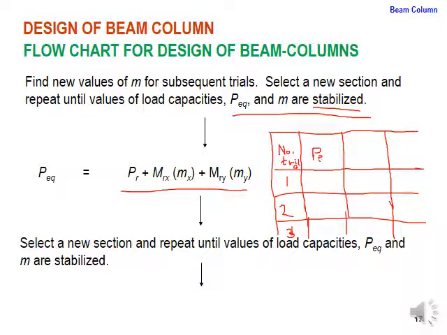First of all, you have the P equivalent. You are calculating based on the mx and my for the first trial equation we discussed in the last slide, first trial. So you have calculated P equivalent. Corresponding to that P equivalent, in the next column, let's suppose you have a trial section.